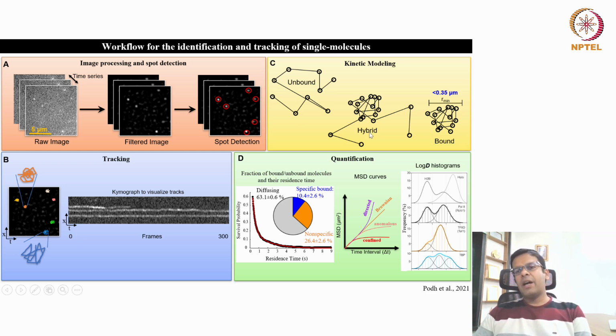And sometimes you may get hybrid tracks. Initially the molecule was unbound, making bigger jumps, but then it was bound for a few frames, and then again it started moving on, making big jumps. This is known as a hybrid track, in which the initial and end positions of the molecule were unbound, but for some time the molecule remained bound. So we use several kinetic models to determine whether the molecule is bound or unbound.